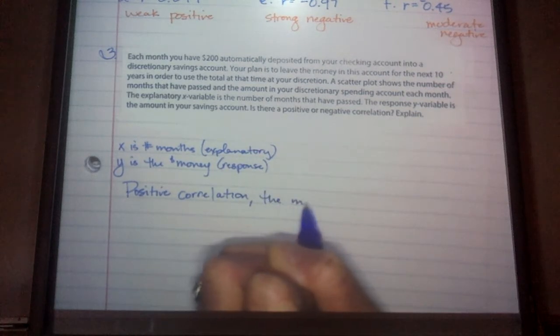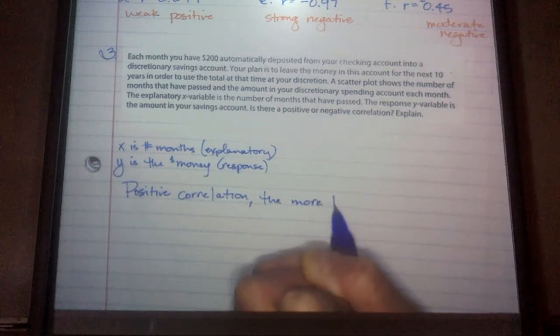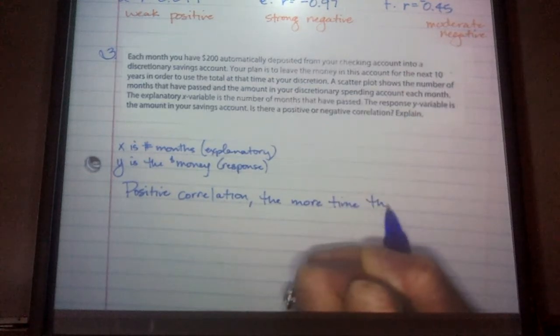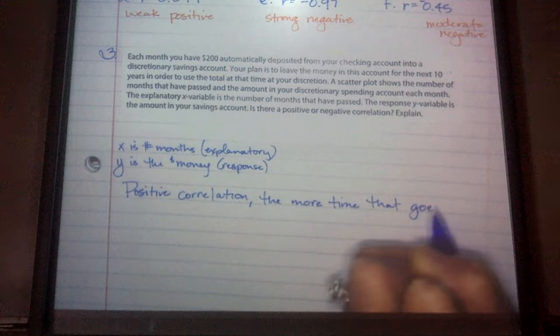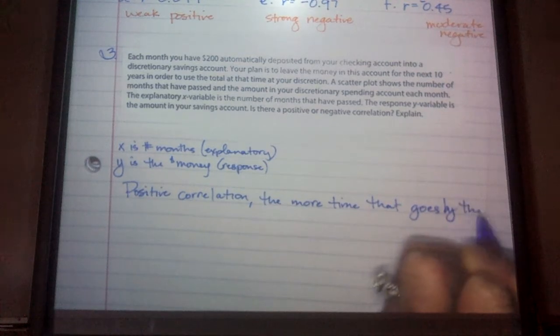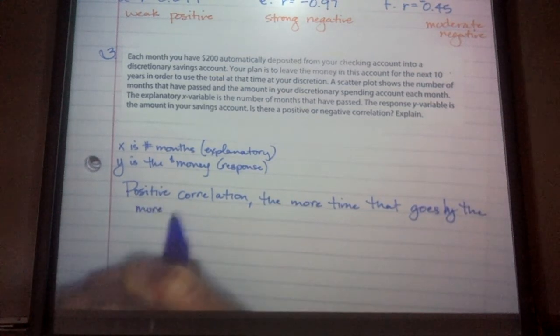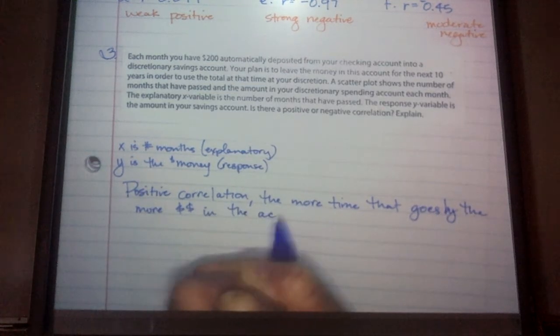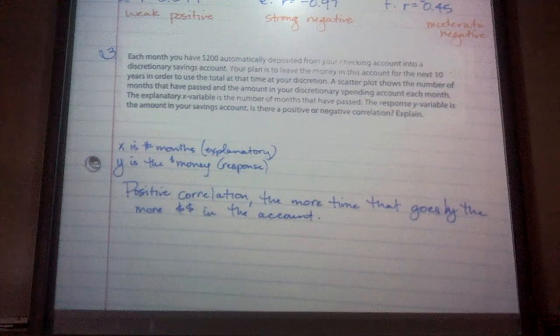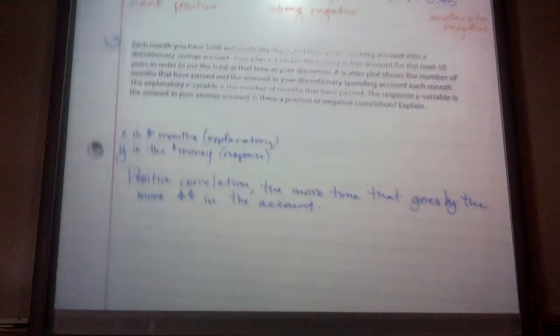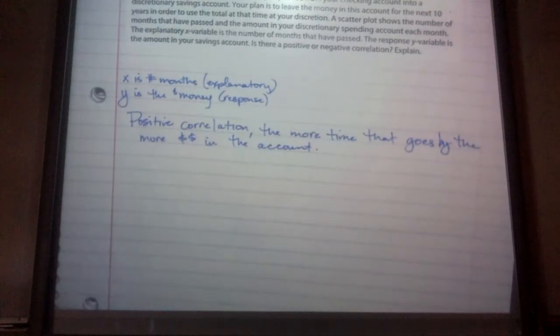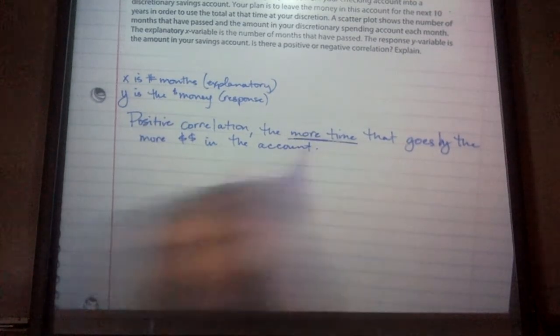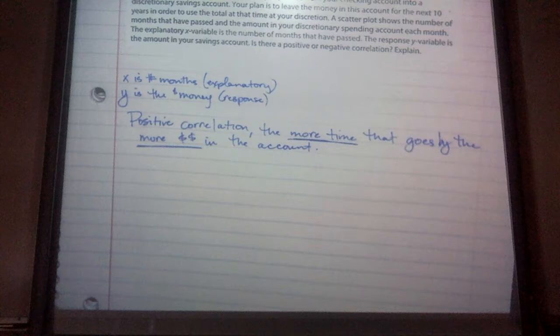The more time that goes by, the more money in the account. And that was really all they wanted. Homework and the test might give you different scenarios, but because they're both increasing, notice I put more time is more money. So they're both getting more, so they have a positive relationship.